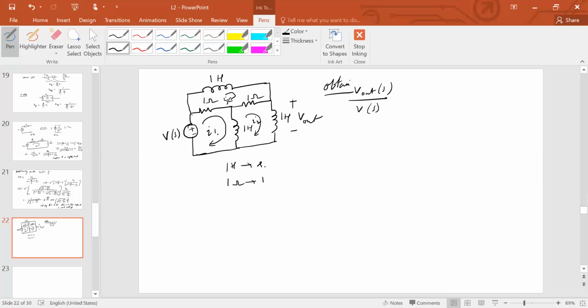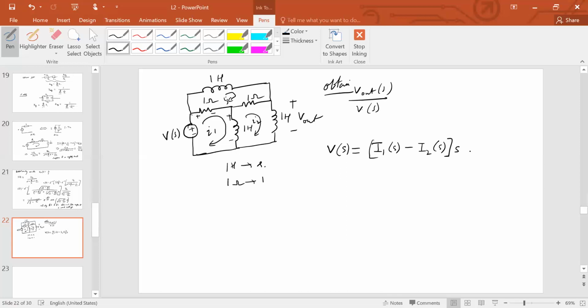So what happens for the first loop, first mesh, you have V of S is equal to I1 S minus I2 S times S. There is this inductance. That is the voltage drop. So this is the direction of voltage drop. So you're taking this as the direction of voltage drop while considering this loop. And while considering this, again, we are considering this as the direction of voltage drop. So this must be balanced, right? So this is negative to positive here. So this applied voltage must be balanced by the voltage drops across the elements.